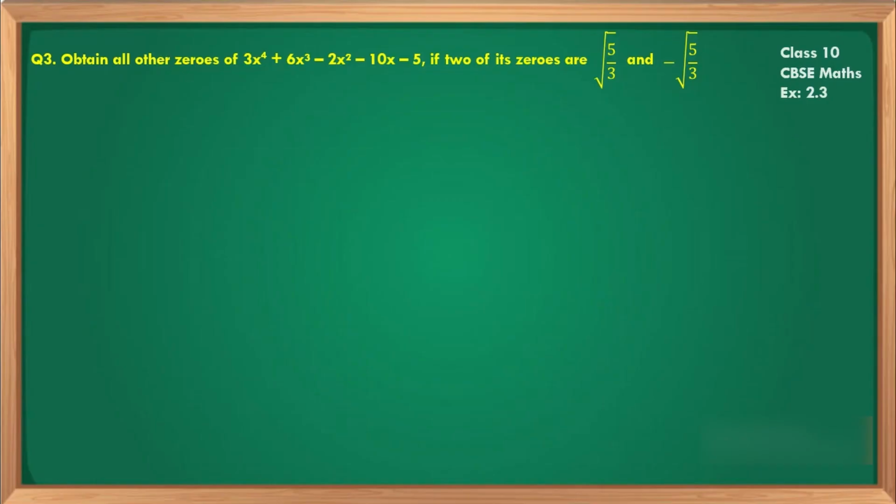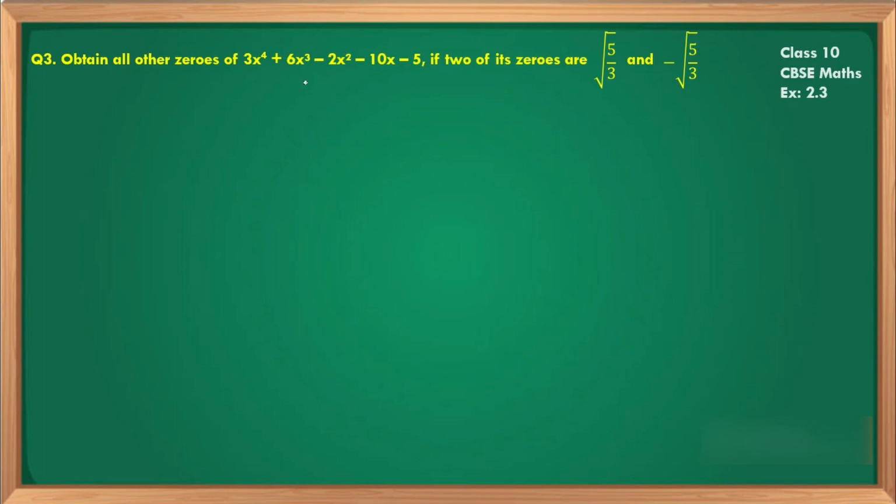Okay students, now we are going to solve question number 3 in exercise 2.3. The question is, obtain all the zeros of 3x to the power 4 plus 6x cube minus 2x square minus 10x minus 5 if two of its zeros are root of 5 by 3 and minus root of 5 by 3. See, the question is simple.